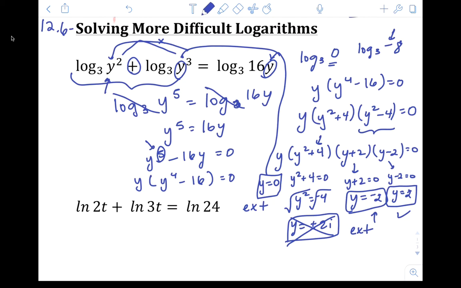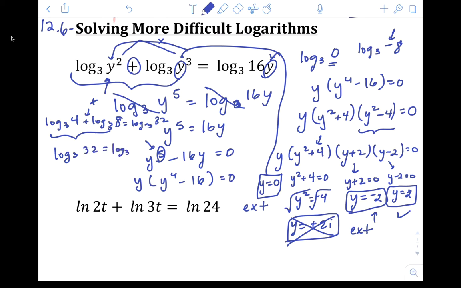If I put the 2 in for all those y's, I have log base 3 of 2 squared, which is 4. I have log base 3 of 2 cubed, which is 8. And that is supposed to equal log base 3 of 16 times 2, which is 32. When you condense these, you condense through multiplication because you have a plus sign, and that means you're going to multiply whenever you put them back together. So that would be 8 times 4, which is 32.